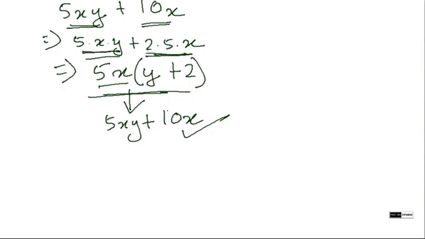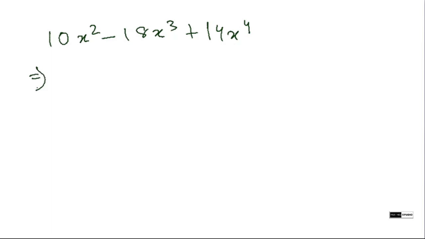Let us take a little tougher question. Let us take 10x square minus 18x cube plus 14x to the power 4. This seems reasonably tougher compared to what we do on the board. So 10, 18 and 14. What is the thing that is common between all of them? Apparently it seems 2 definitely is. I don't think there is anything possible beyond 2. So I'll definitely write a 2.